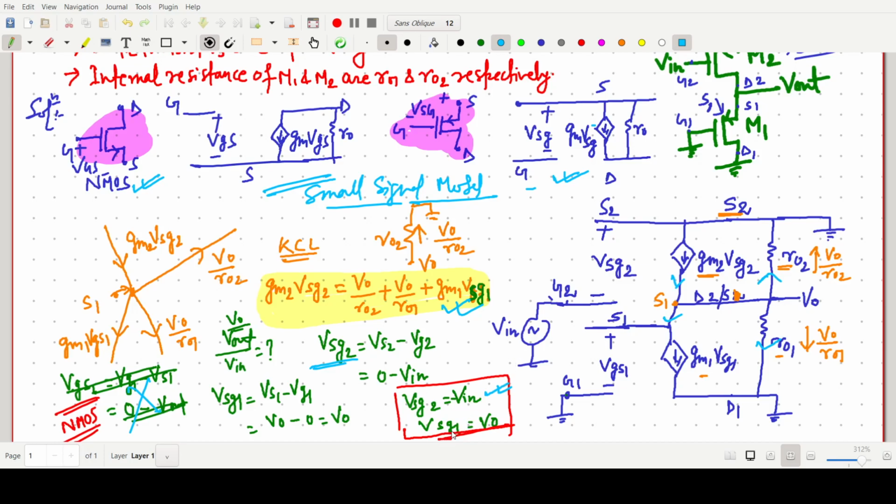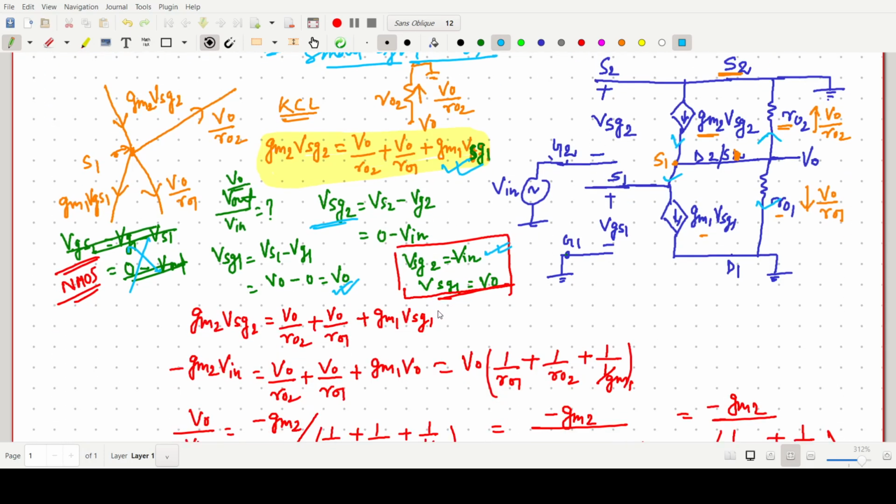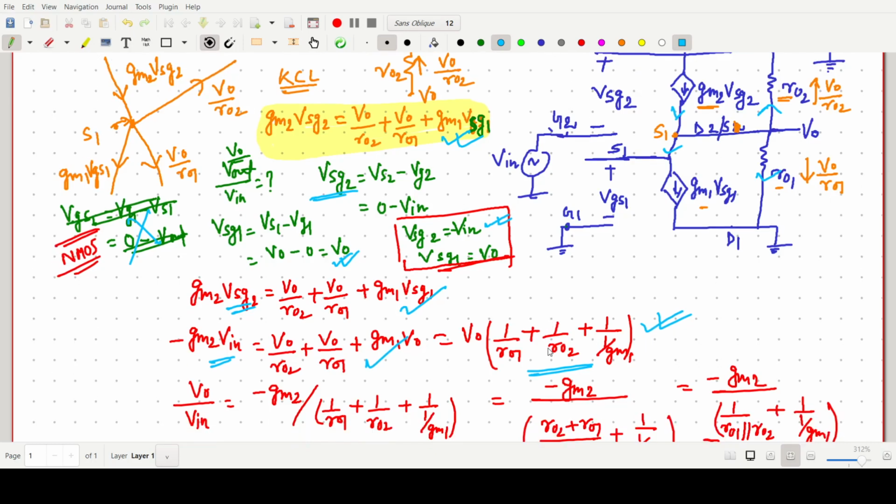And similarly VSG1 is VS1 minus VG1. VS1, that is source 1, is connected to V0, so V0 minus 0, so it should be V0. So in that manner, now we have to put in these values. We put the values in VGS1 and VGS2, and then we get this expression. But in the question it is written in terms of parallel combinations. This one is also correct, but we have to make it simpler.